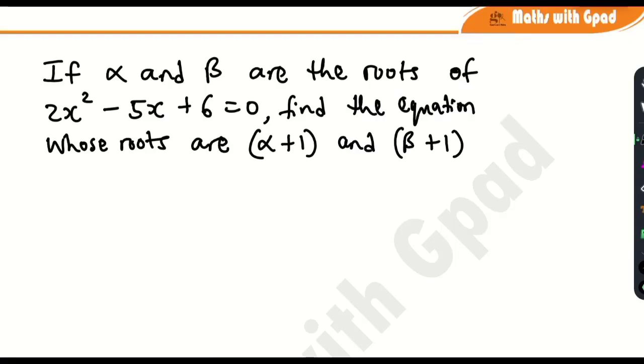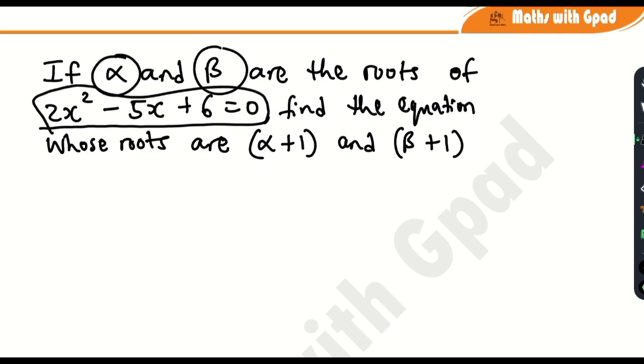In this video, we're going to be finding the equation whose roots are alpha plus 1 and beta plus 1. But we're also given an equation: 2x squared minus 5x plus 6 is equal to 0. And they told us that the roots are alpha and beta.